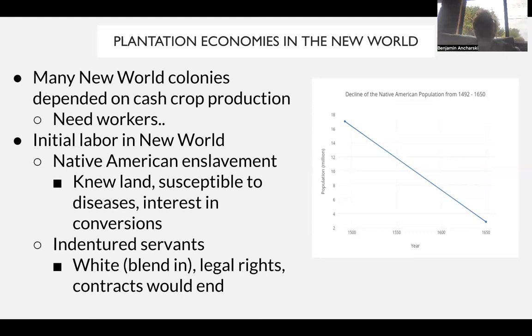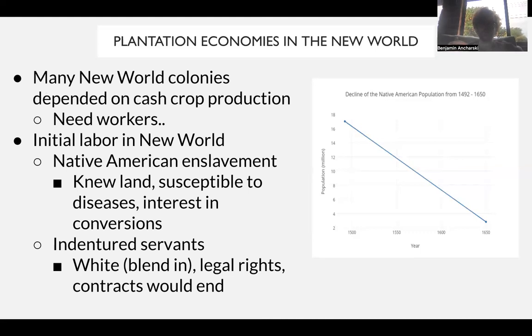They can kind of blend into a sailor, for example, going back to Europe. So we do see that indentured servitude is not really going to be as appealing. We also know that indentured servants have legal rights. They have a degree of rights. They have a contract that is overseen and supervised by the law.